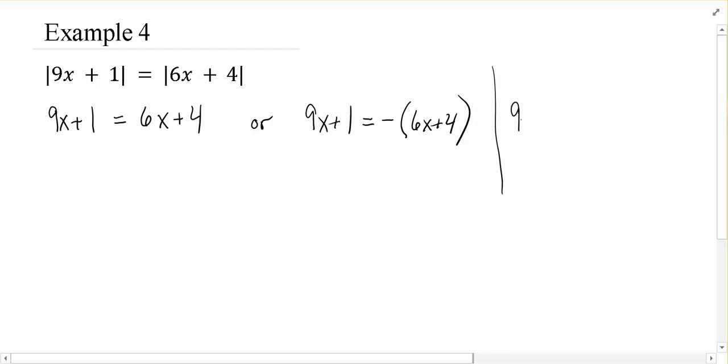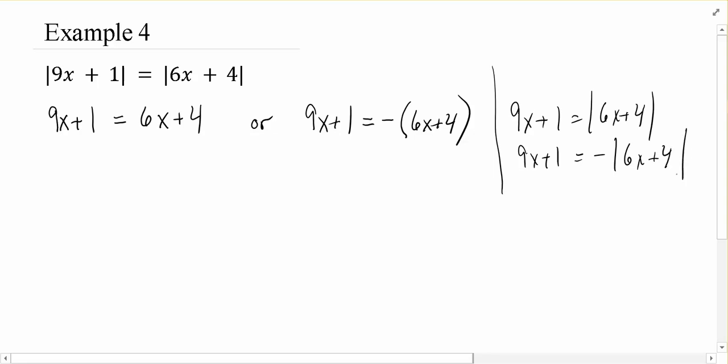Technically, what should have happened is we should have said 9x plus 1 equals the absolute value of 6x plus 4, or 9x plus 1 equals the opposite of the absolute value of 6x plus 4. Then we could use the absolute value property again. That's going to get us a total of 4 equations. They're all going to boil down to the same two equations we have written down there.